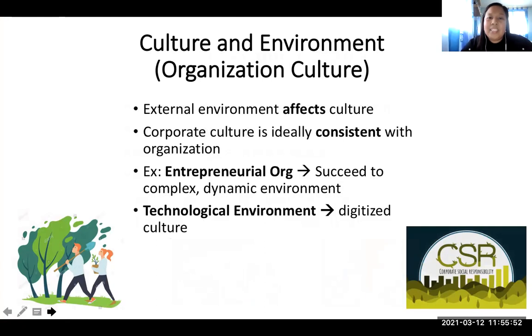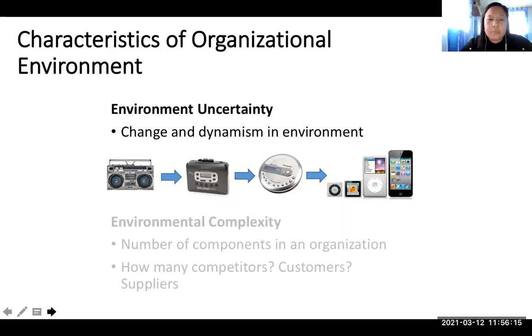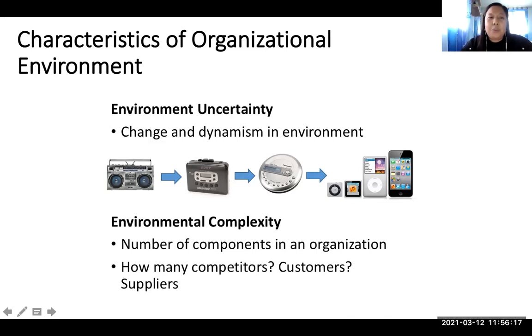So, organizational culture, external environment affects culture. Corporate culture is ideally consistent with organization. So, for example, entrepreneurial organizations succeed to complex dynamic environment, technological environment, digitized culture. So, as an example, mamaya. We have to be able to adjust to the characteristics of organizational environment. So we have the environment uncertainty, environmental complexity.